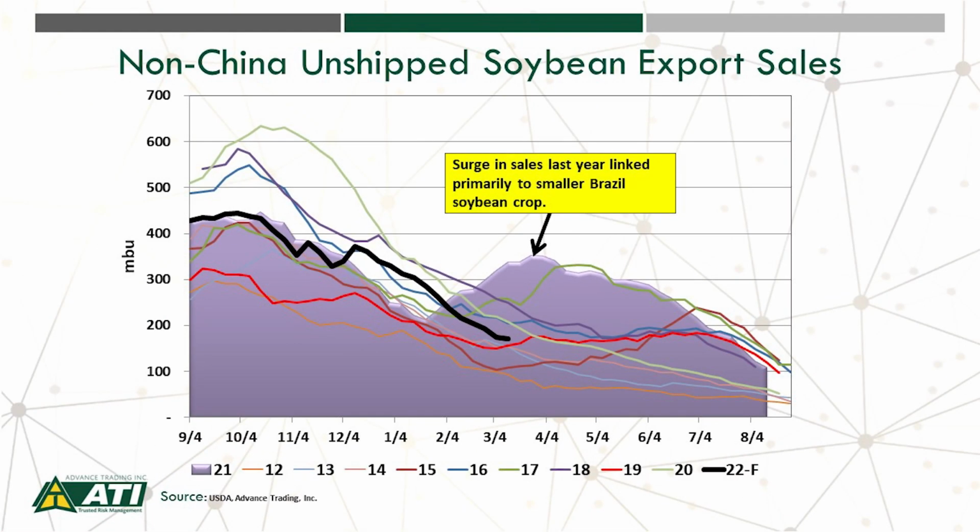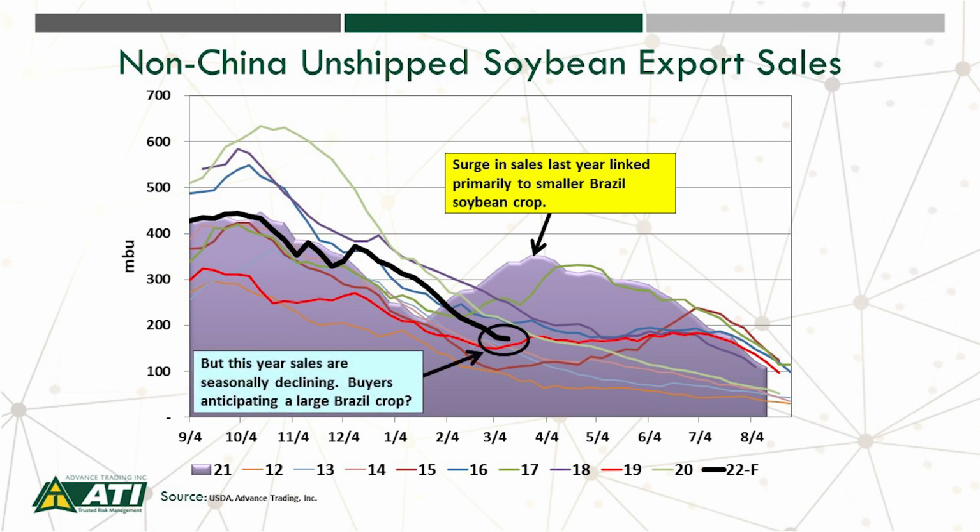Let's switch gears now back to changes in the export trends here for U.S. soybeans. We're going to start out looking at a pattern that's looking much different from a year ago. What we've got here is unshipped soybean export sales to all destinations except China. Notice that blue background, that's 22. A year ago, we did see a surge in sales linked primarily to that smaller soybean crop in Brazil. Now, we looked at this last week, but it bears repeating. That black line, we're seeing a much different pattern this year.